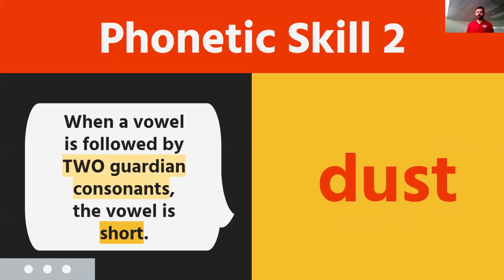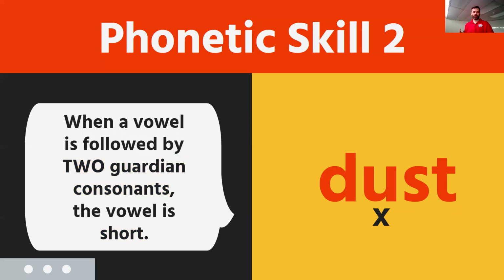Now, phonetic skill 2 is very similar. It just says that when there are 2 guardian consonants, the vowel will be short as well. So the only difference here is we're looking now at 2 guardian consonants. Whether there's 1 or 2 guardian consonants, the vowel will be short. So let's try marking and proving this word.